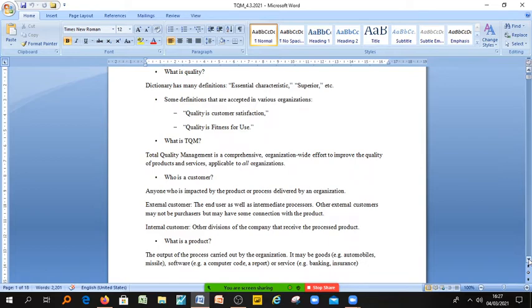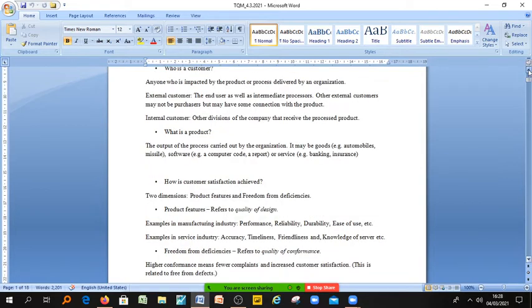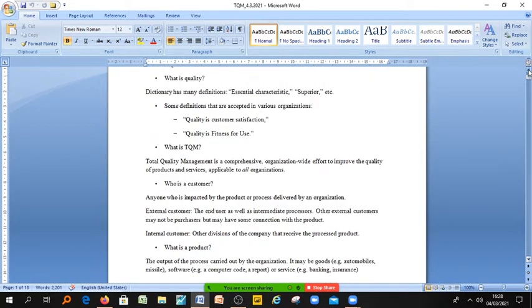Some organizations refer to quality as customer satisfaction. As long as the customer is satisfied, that will be quality. And then quality can also be fitness for use, right? So total quality management is a comprehensive kind of activity that is undertaken to ensure that we have goods and services that are fit to be used and that satisfy customers, right?